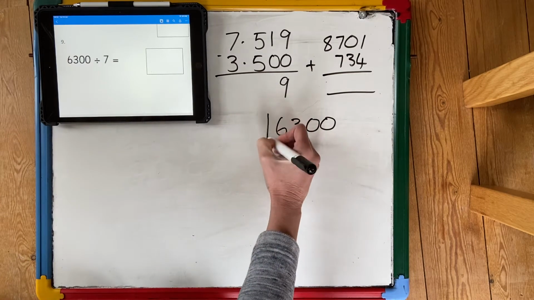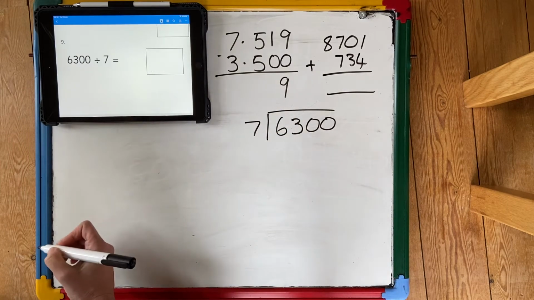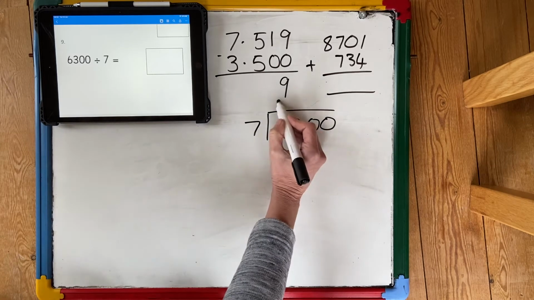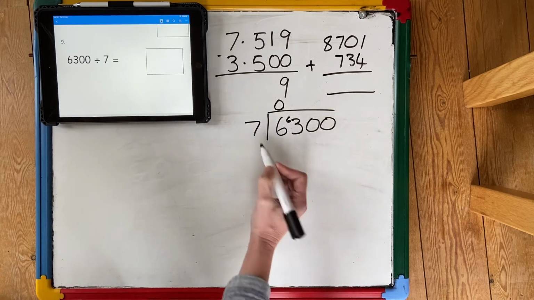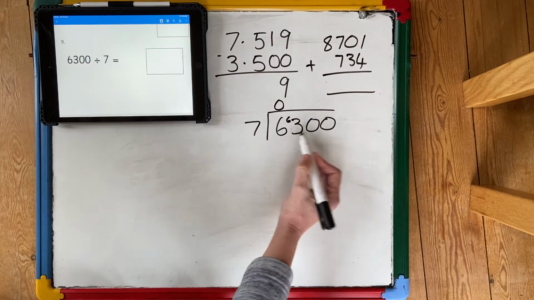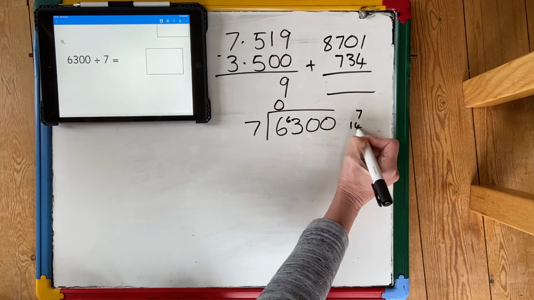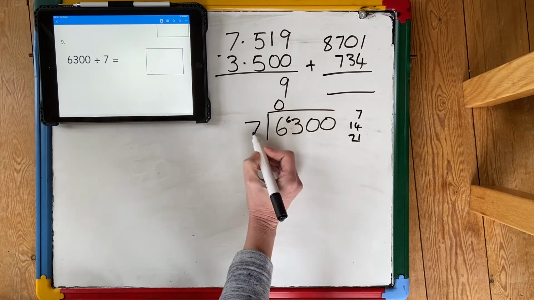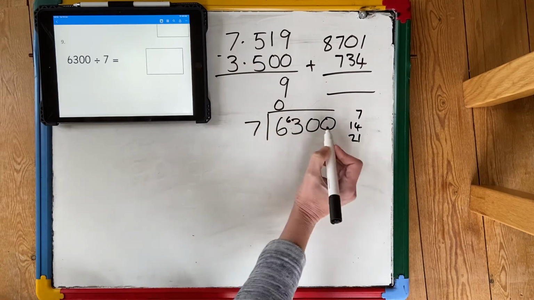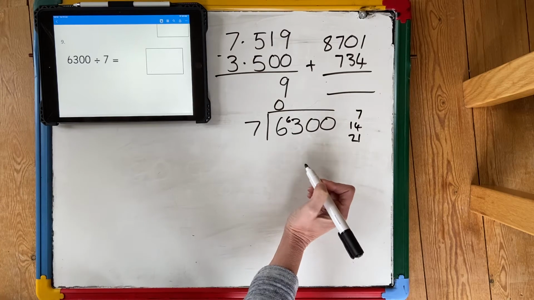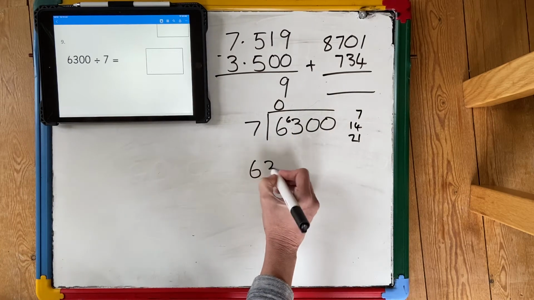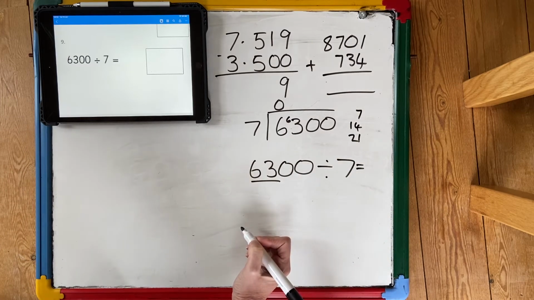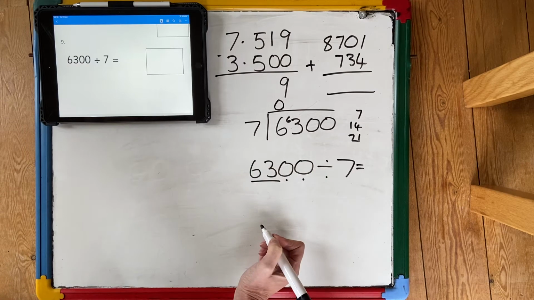divided by 7. So it's asking you how many 7s are in 6,300. So how many 7s are in 6? There's no 7s in 6, with 6 remaining. How many 7s in 63? So counting your 7s, 7, 14, 21, and so on. Write your answer there. How many 7s are in 0 will be 0. Instead of using the bus stop method, you could have just done, well, how many 7s are in 63? Then make it 100 times bigger.